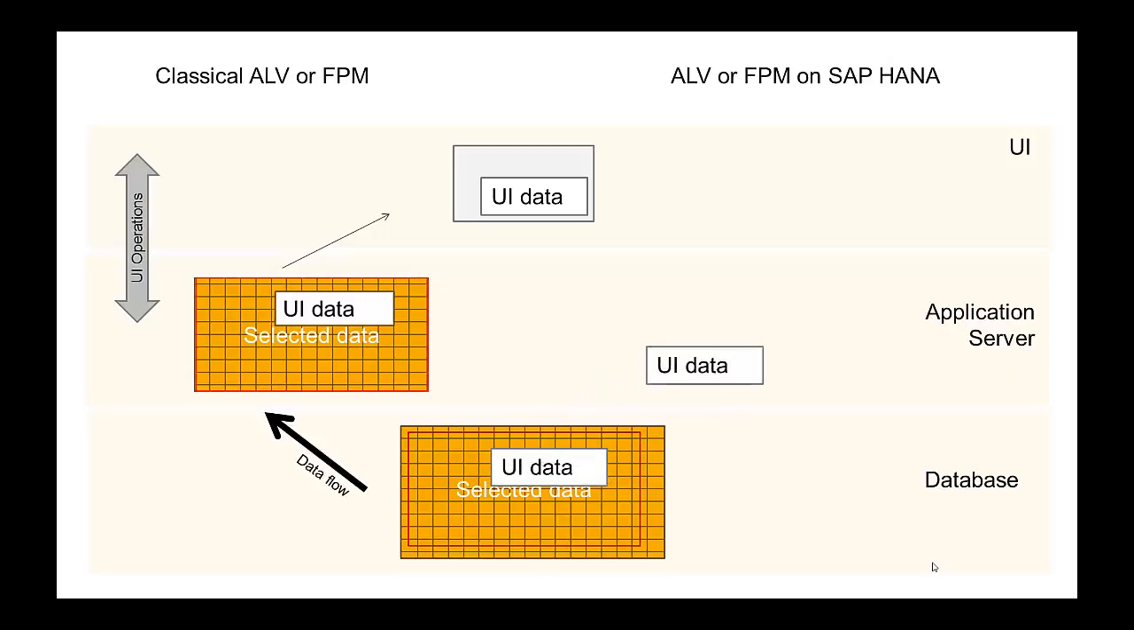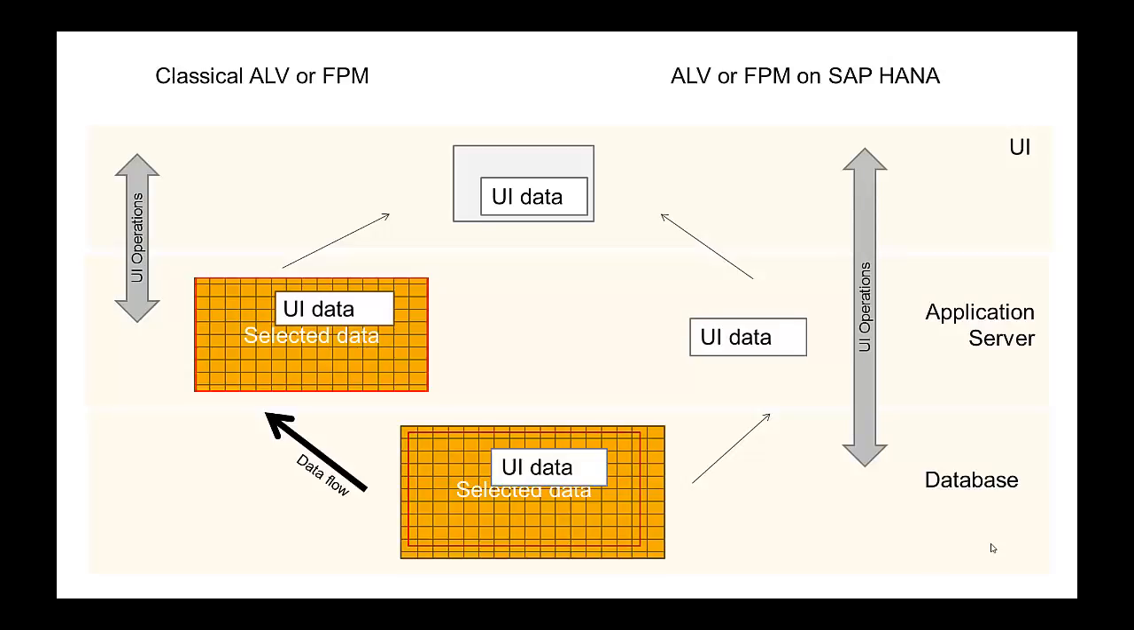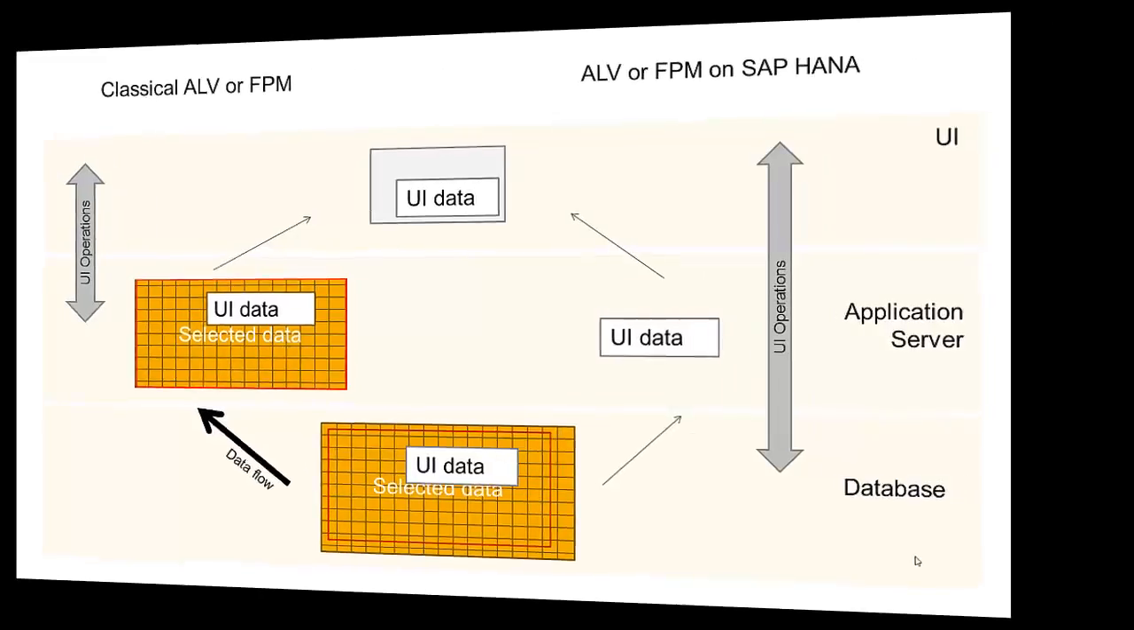ALV or FPM on HANA work differently. Only the data needed for the actual UI page is copied to the application server and the UI. All data-centric operations, paging, sorting, grouping, aggregation and authorization checks are pushed down to the database. So independent from the size of the result set, the performance is constantly fast and the memory consumption is constantly low. This conservative usage of resources allows us to get rid of the truncation.